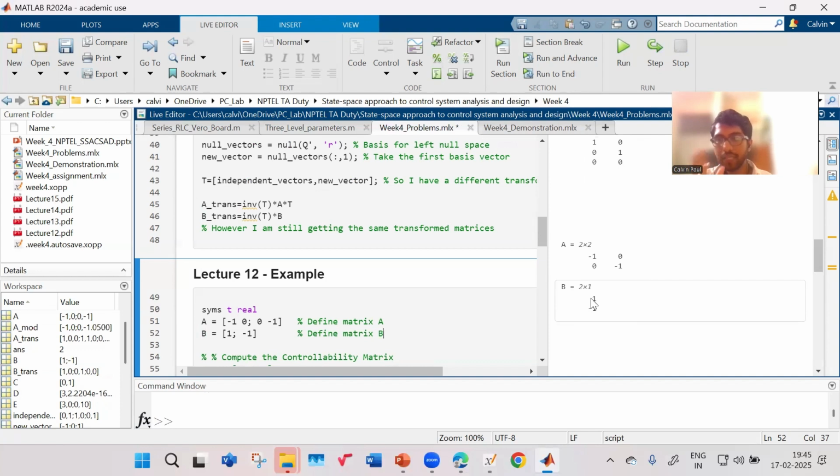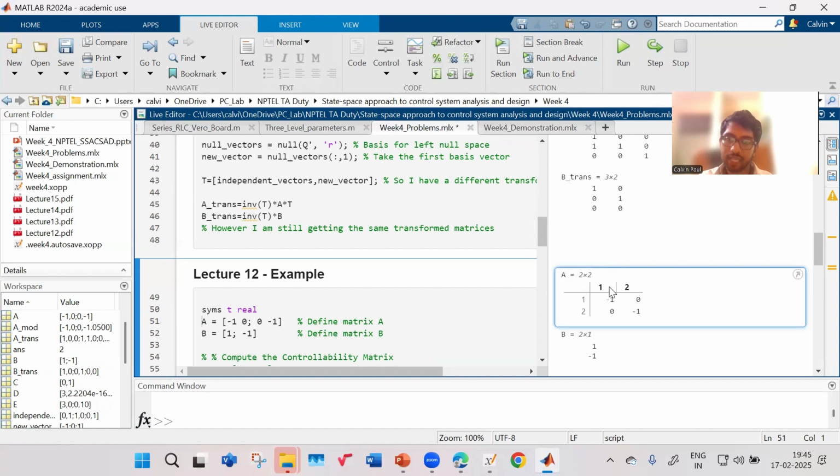But if you observe the A matrix carefully, you will notice that it has -1 and -1. That is, the eigenvalues are repeated. And when they are repeated, there should be at least one off-diagonal element which has value 1, which is not there. So that means this matrix is uncontrollable.